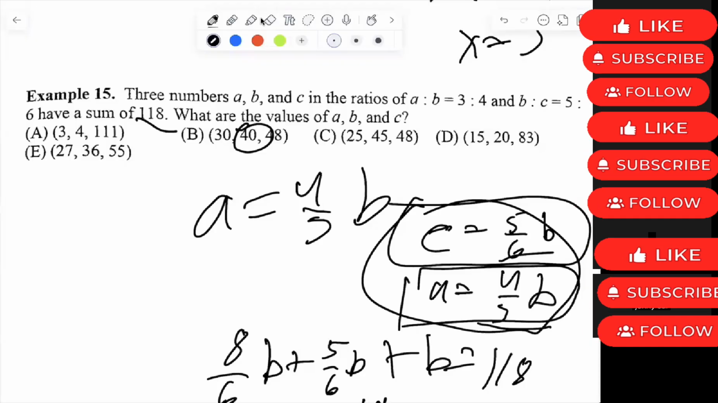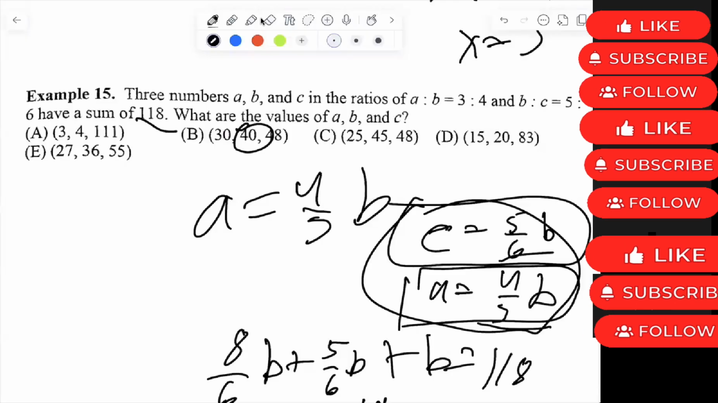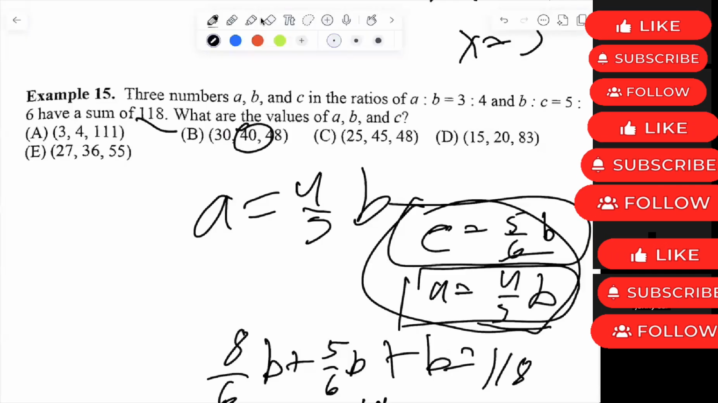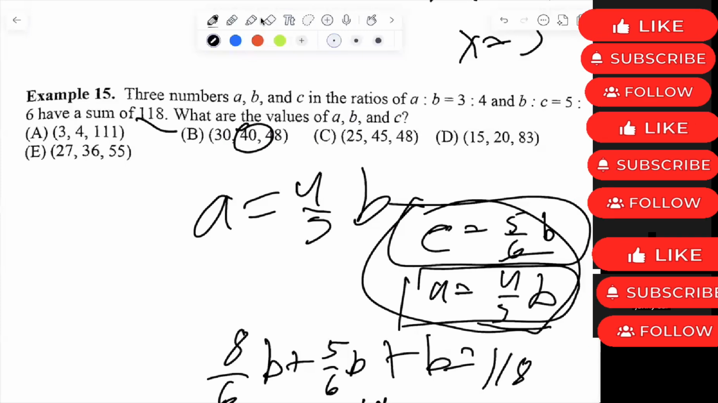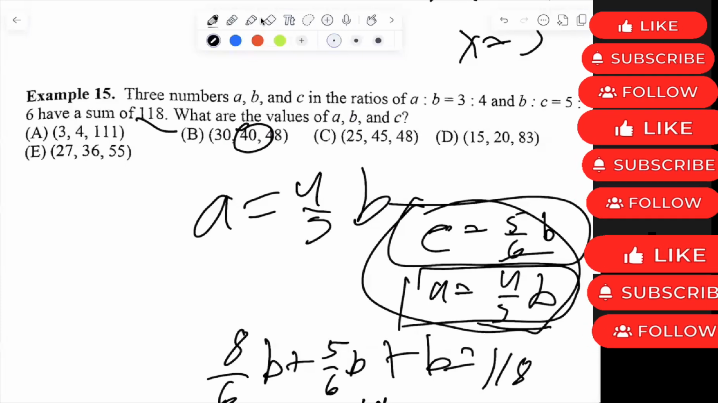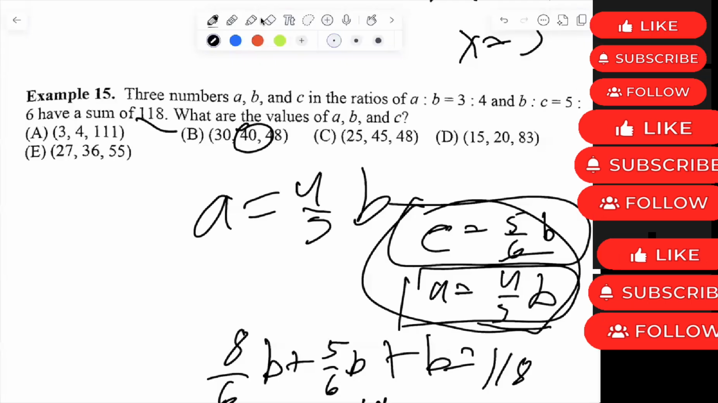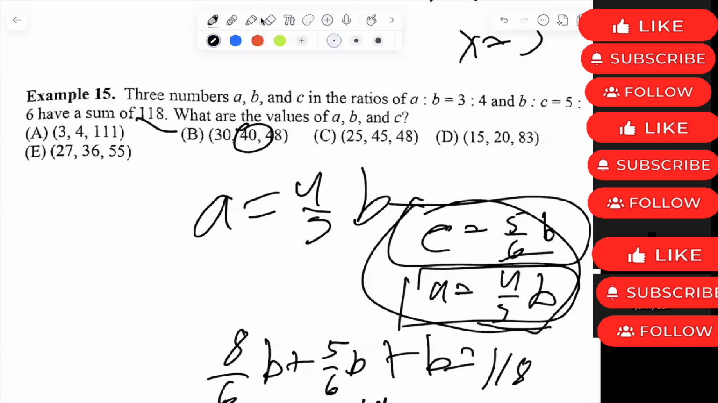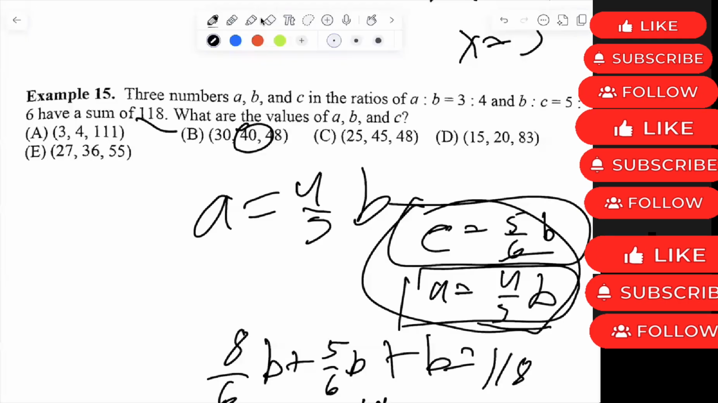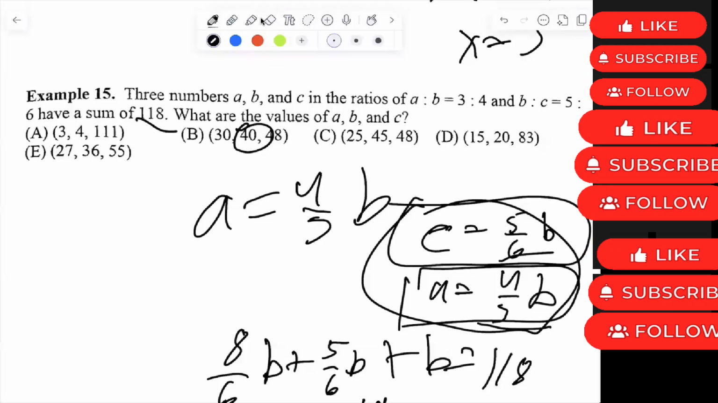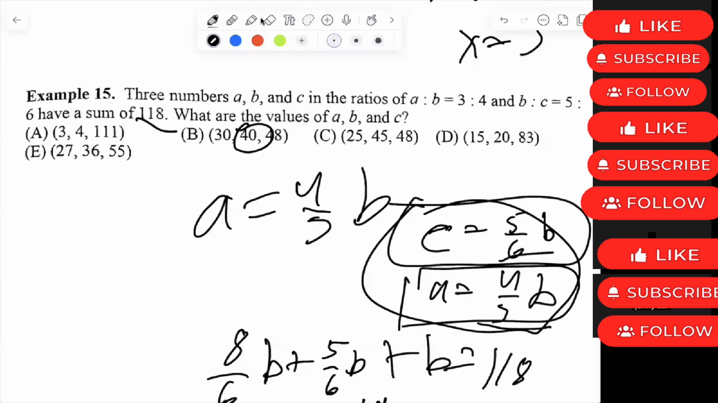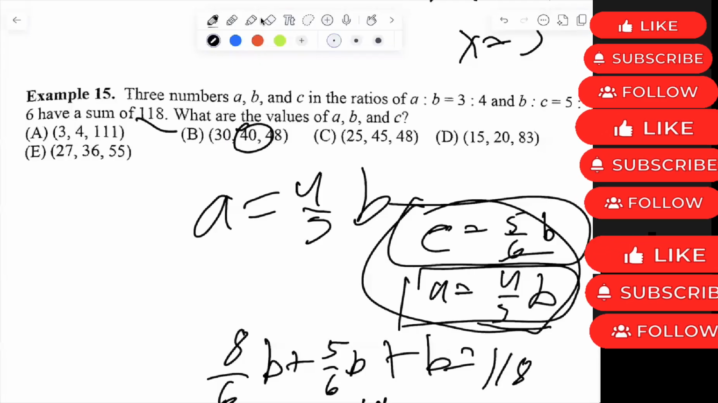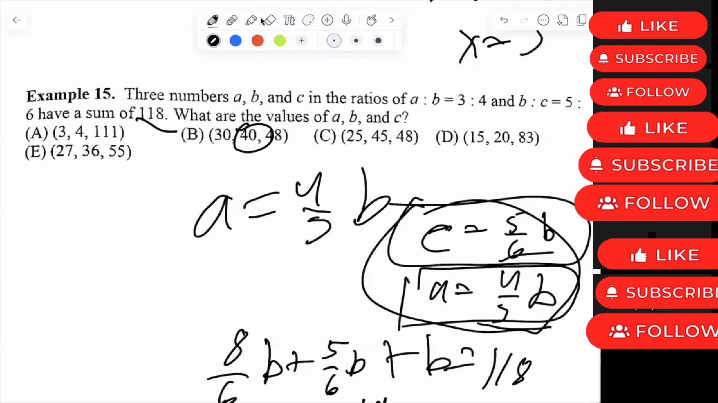Alright? So you want to form 4/3 B, 5/6 B, and B. Alright, we should sum up to 19/6 B. Alright, let's see which one works. So B to C should be 5 to 6. This looks like 5 to 6, and this looks like 3 to 4.